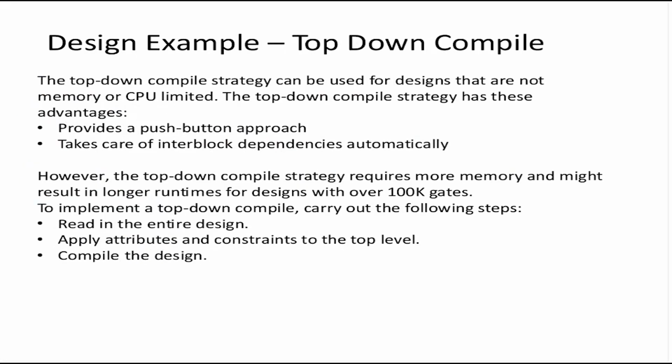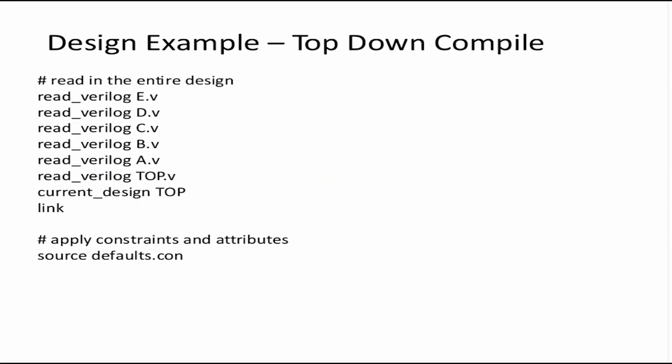So let's look at the top-down compile script. Read in the design, read in all the Verilog files. It's a good practice to have one module per file, which is being followed here. So module A is in A.v, module B is in B.v. So we read all the Verilog files, and we read the top.v. Please note this script is using read_verilog. You could use analyze and elaborate. I would suggest using analyze and elaborate.